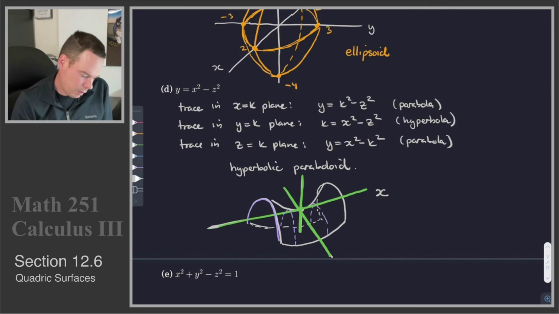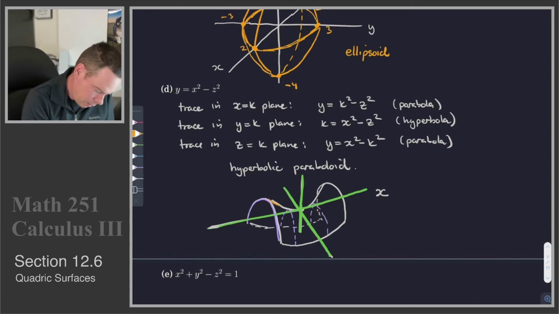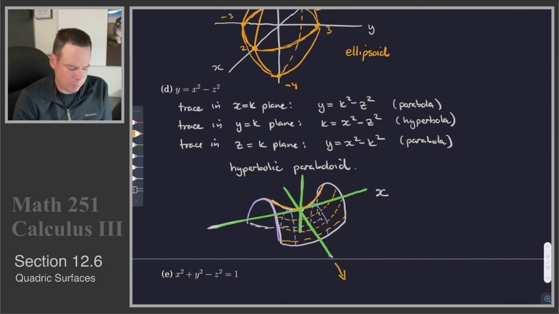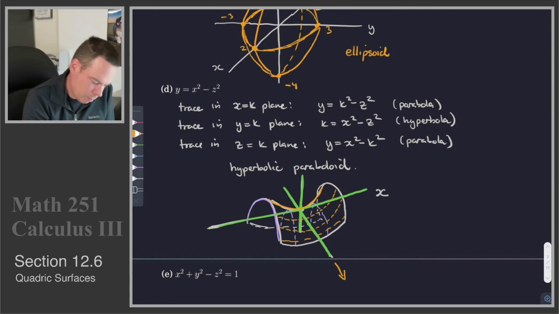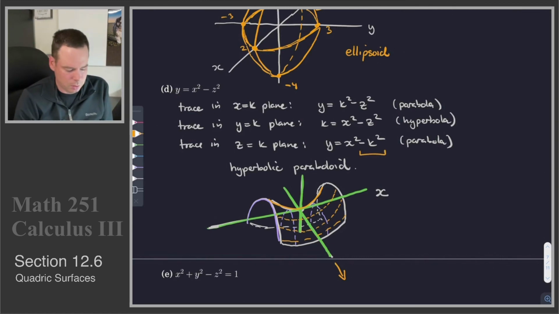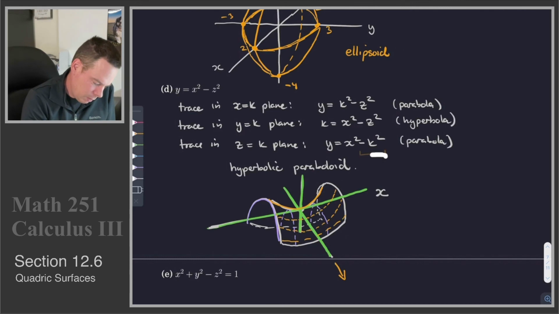Then we got another direction that we have a parabola. In this case, the parabola is opening up. So I can see an opening up parabola right here. And as we move along in this direction, we see that we still have parabolas that are opening up. They're just dropping. That's given by this expression here: y equals x squared, a parabola opening up, but it's dropping because of the negative k squared. So that means that this direction must be z. So this is our z direction.